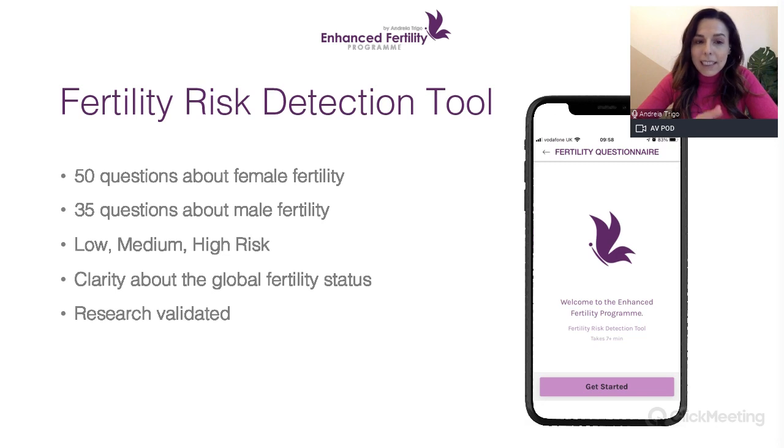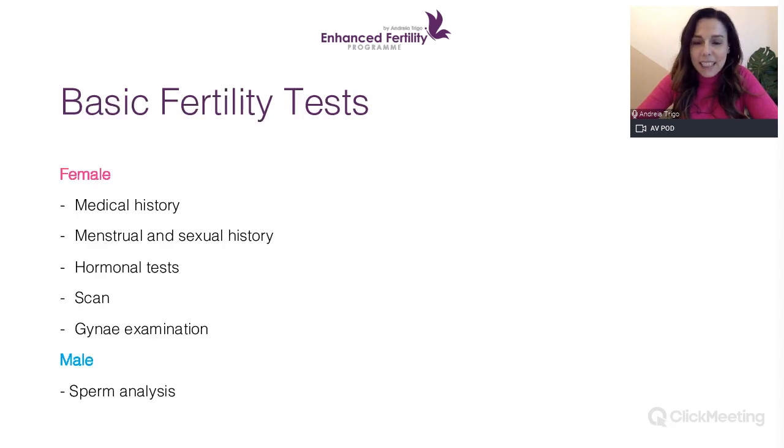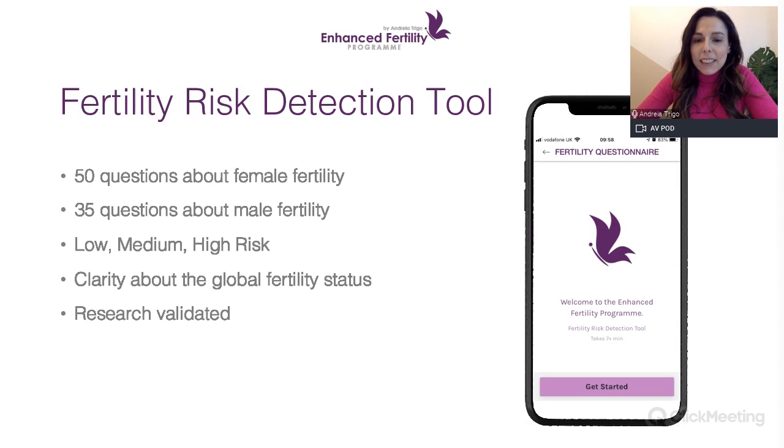So, like I said, everything that I'm going to tell you today, you will be able to do the test for yourself. As opposed to those 5 or 6 basic tests that I've showed you, this test has 50 questions about your female fertility and 35 questions about male fertility. So as you can see, it's very, very thorough. It takes you about 7 to 10 minutes to complete, so allow enough time.